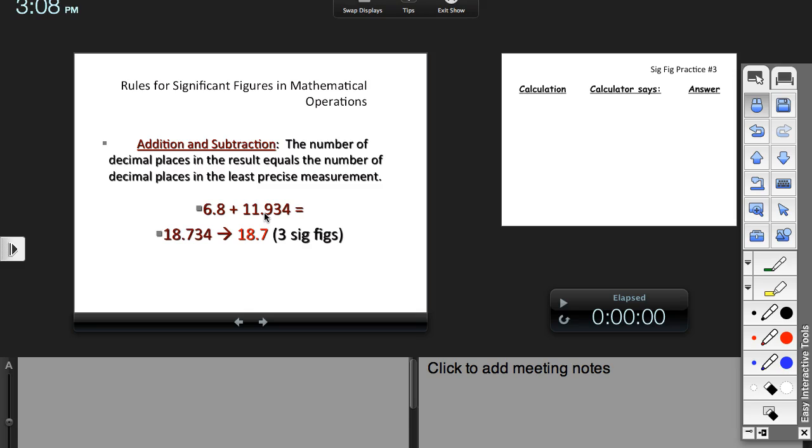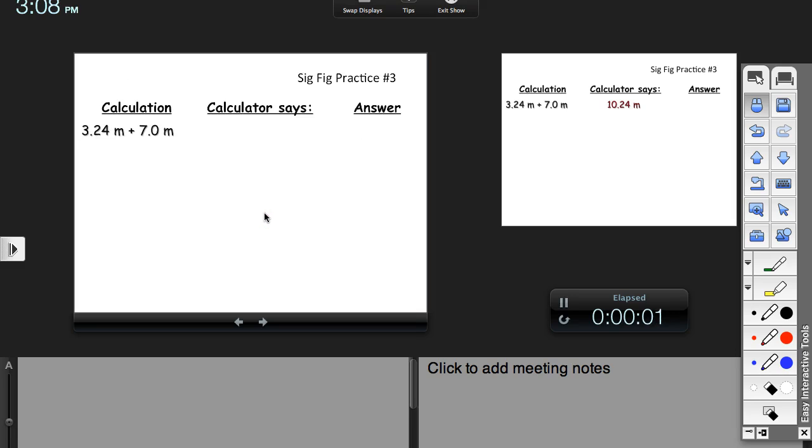All right, so let's go ahead and do a little bit of practice. Put your paper to the side, get your marker on your board. So here's my first calculation, and that is what my calculator is going to give me. So now, think about what you need to do with that number that your calculator gives you. And then write it on your board.